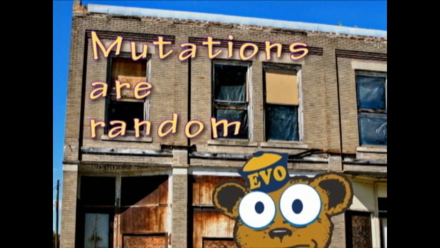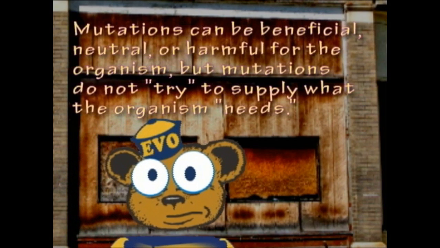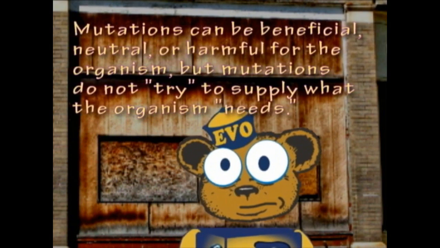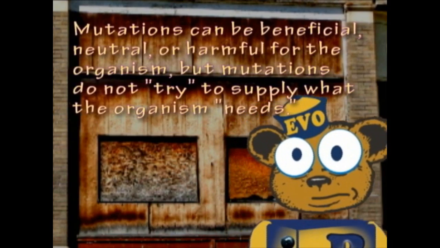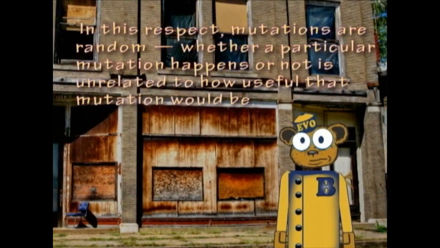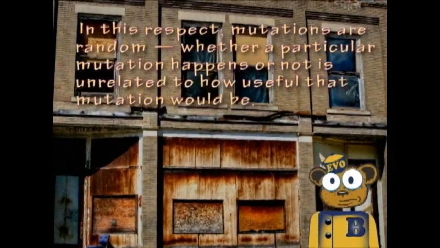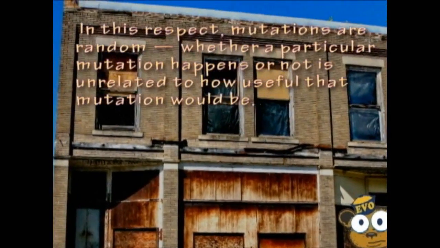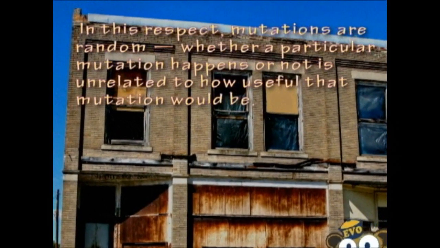Mutations are random. Mutations can be beneficial, neutral, or harmful for the organism, but mutations do not try to supply what the organism needs. In this respect, mutations are random. Whether a particular mutation happens or not is unrelated to how useful that mutation would be.